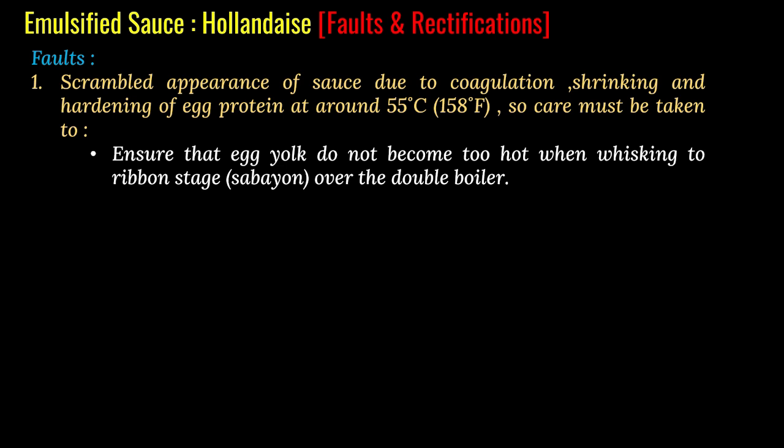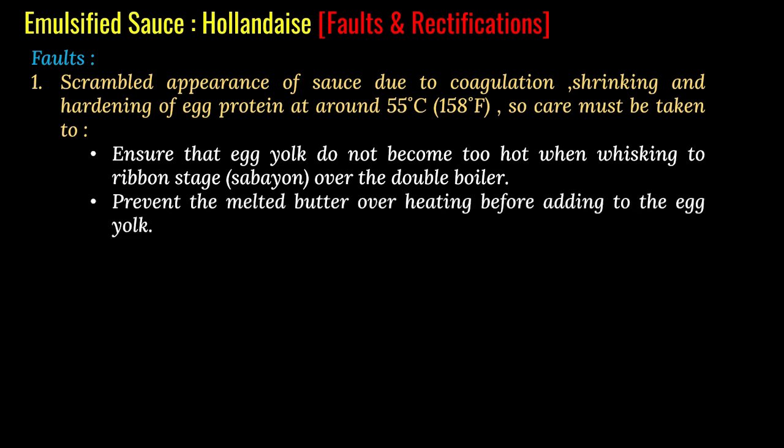So ensure that the egg yolk does not become too hot when whisking to ribbon stage, that is sabayon, over the double boiler. So you have to do it on and off. Sometimes you put it on the double boiler, whisk it, then remove it, do it outside, and use the carryover cooking so that the inner heat is already there. That will be enough to mix the butter with the egg yolk properly, and then put it back again. So on the double boiler, off the double boiler, that's the method, on and off.